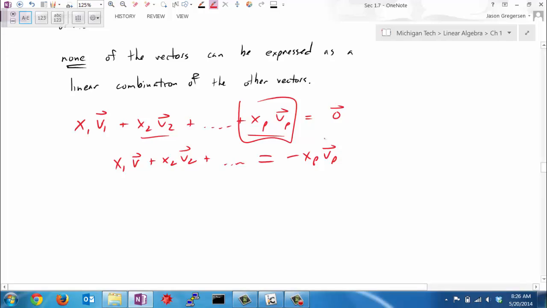But if it's just a number, I could also divide by it. So if I divided this whole equation by negative xp, I'd have x1 over xp times v1, plus x2 over negative xp times v2, plus dot dot dot, is equal to vp. Now what is this really saying? These are just number values. So it's saying there's a linear combination, some number times this one plus some number times this one, and so on, that is equal to this other vector. So it's saying vp is a linear combination of these. It's saying vp isn't something new; it's just adding up the other ones. We haven't really added any value by including vp in this set here. Any questions about that?